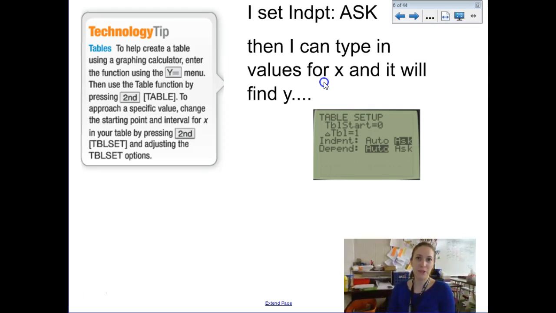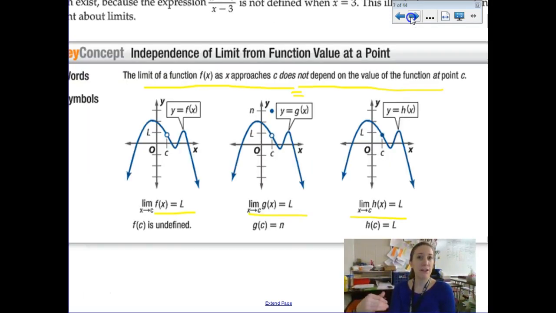That's the idea. This is what we're going to do in our table. We're going to put it in ask mode, and then I'm going to choose numbers that are very, very close to the number I'm trying to find on either side of it. It's very important that you check either side of it, because we're going to find out that sometimes it is approaching one value on the left side and a different value on the right side. Those are called one-sided limits, but we'll talk about that in a moment.